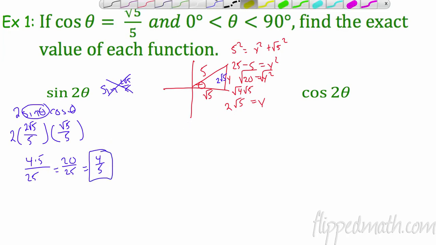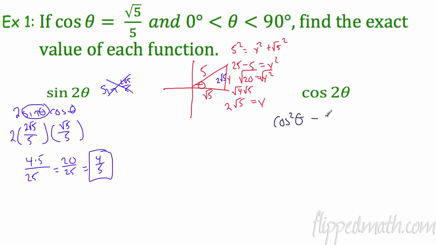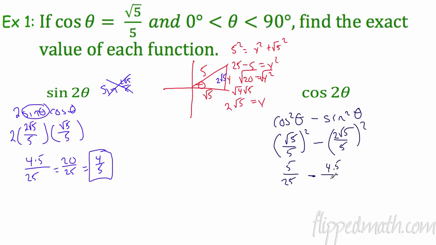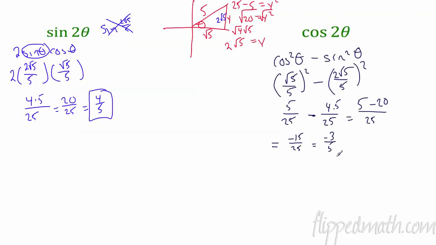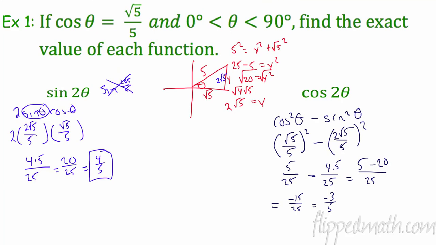Let's come over here and look at cosine. So our cosine formula is cosine squared theta minus sine squared theta. So cosine squared theta we know is radical 5 over 5 squared, minus sine squared theta is 2 radical 5 over 5 squared. So radical 5 squared is 5 over 25, minus 2 squared is 4, radical 5 squared is 5, over 25. So now we have 5 minus 20 over 25. That gives us negative 15 over 25, which is negative 3 over 5. Okay? So we found our cosine of 2 theta and sine of 2 theta.